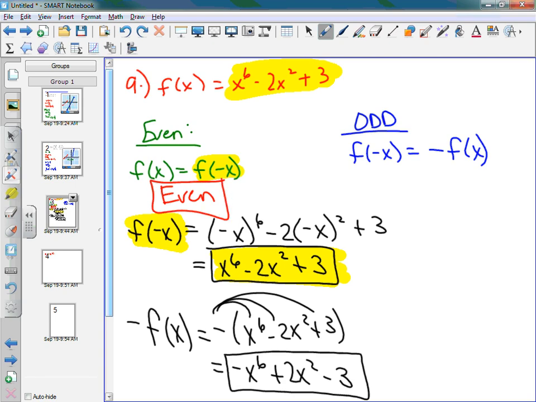Notice f of negative x and these two black boxes do not equal each other. If the two black boxes would equal each other, then you could determine if that was an odd function. But they don't equal each other. Did we see that? Yes?